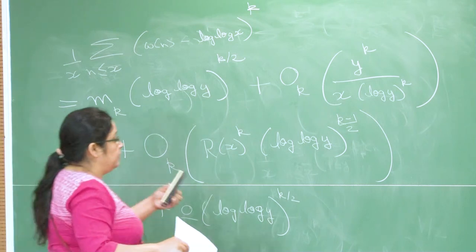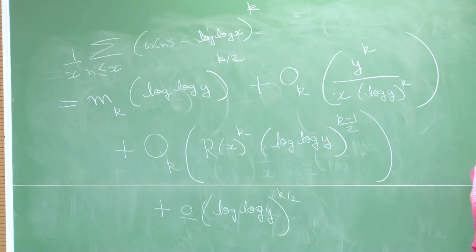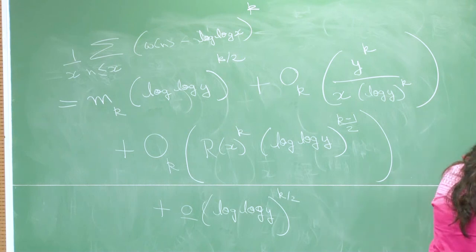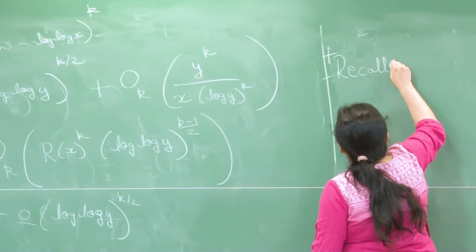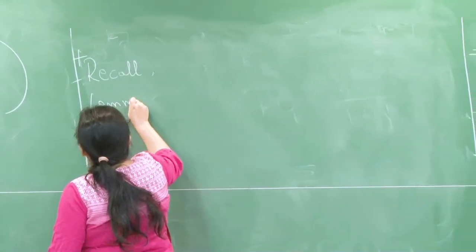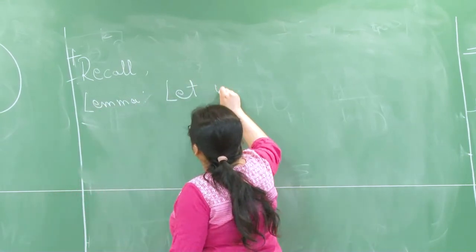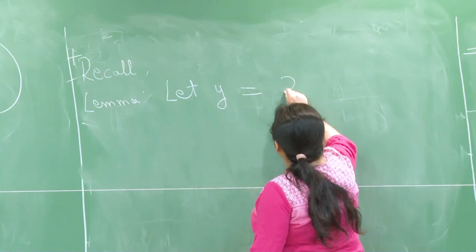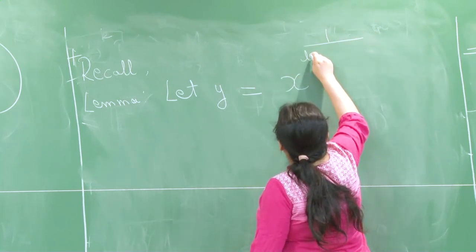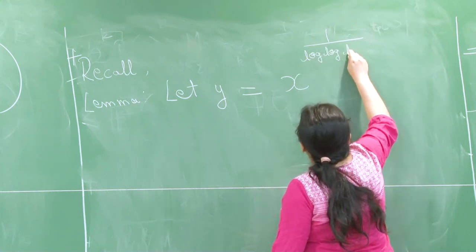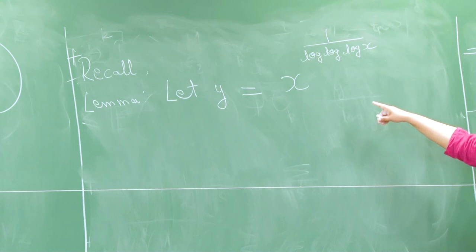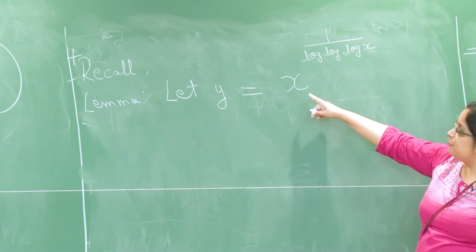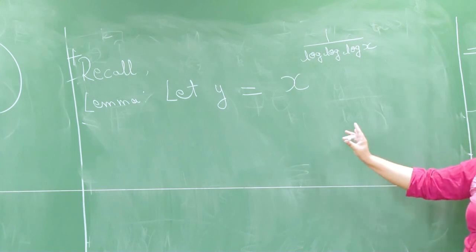So, you can experiment with different functions of x, but if we choose the function that I had specified last time, so recall the lemma, let y equal to this function x raised to the power 1 over log log x. You can verify that if this happens then log log y would be asymptotic to log log x. I leave that as an exercise for you to check.